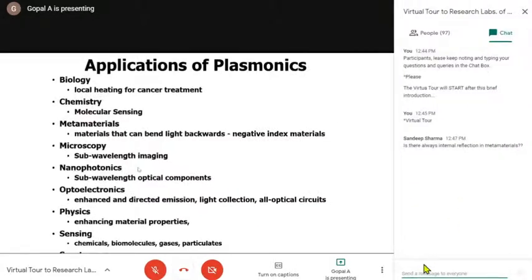Okay. So there are numerous applications of plasmonics in biology, for cancer treatment, for sensors, right? You can have negative index materials, you can go to really sub-wavelength imaging, right? Beat the microscopy problems, right? You can go to sub-wavelength optical components. You don't need big optical components like mirrors and lenses. You can actually have very tiny components now, right? And there are huge other things.